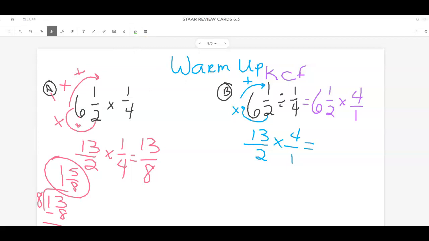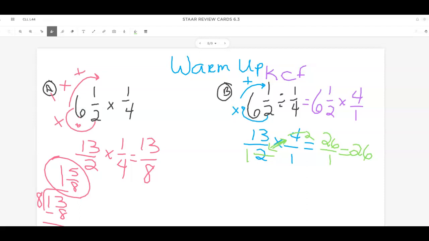But if you remember a long time ago at the beginning of the school year, we talked about how we could simplify first by looking diagonal. Now 13 and 1, that's as simple as I can go. But 2 and 4, I can divide both of those by 2. So how many 2s are in 2? 1. How many 2s are in 4? 2. Now I can multiply across, and I'm going to get 26/1, otherwise known as 26. Where'd you get that? 13 times 2.